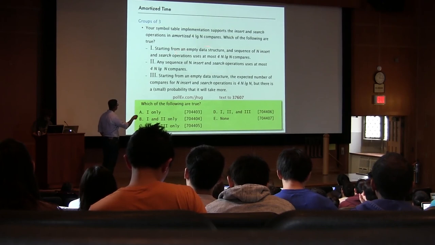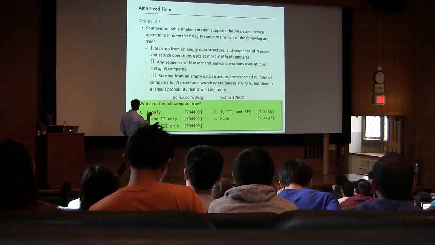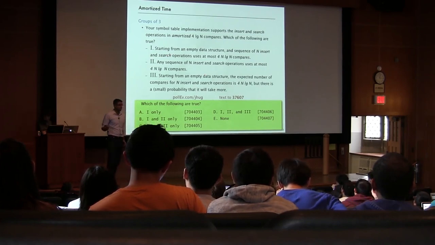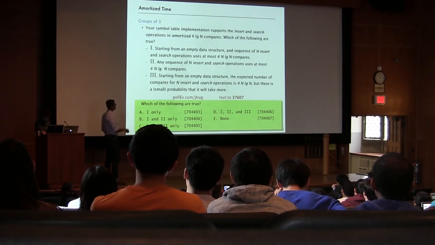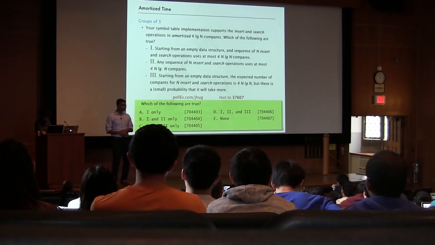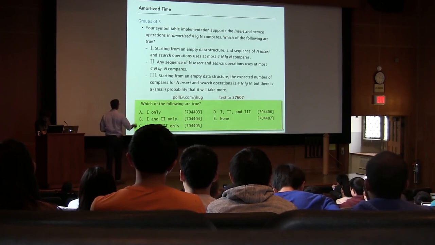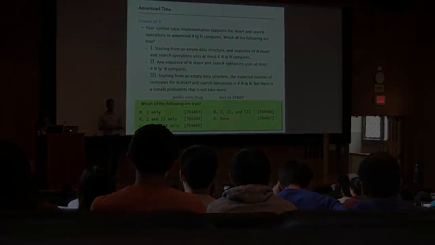One is, starting from an empty data structure, that's the key phrase, a sequence of n inserts and searches uses 4 log n. Or it could be any sequence of n inserts and searches, no need to start with an empty data structure. Or, starting from an empty data structure, the expected number is 4 log n, and there's a small probability that it could take like 5 log n or whatever. So think about which one or more of these are the right definition for amortized complexity.